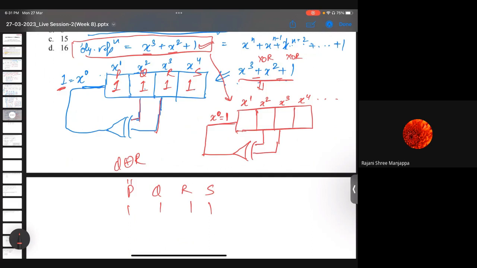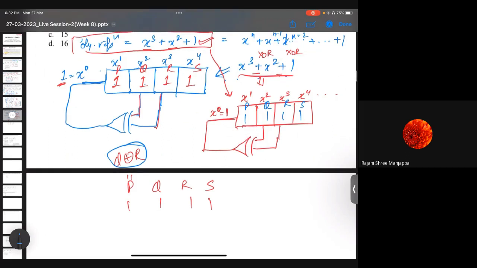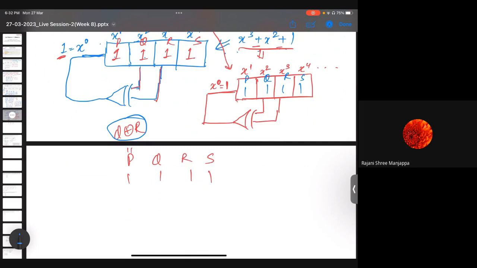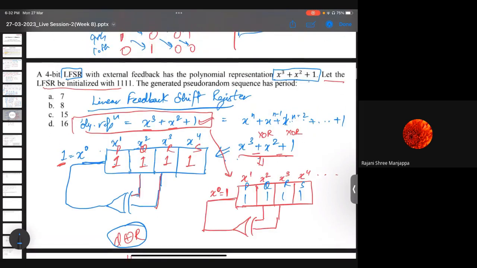The question says the initial bits are 1, 1, 1, 1. And you can see if I write them again as PQRS, P is nothing but Q XOR R, right? The output of the XOR gate is 0 because of an even number of 1s. Yes, exactly. So in the next cycle P will be 0, as you said, and the rest will be 1, 1, 1, and all these will get shifted here. Is it fine? Yes, sir.